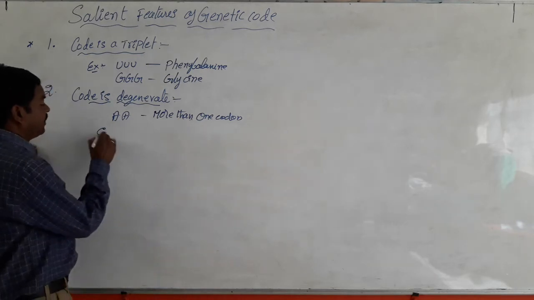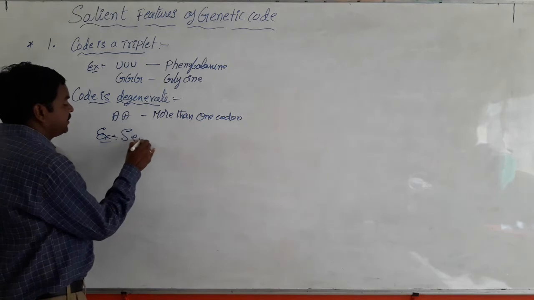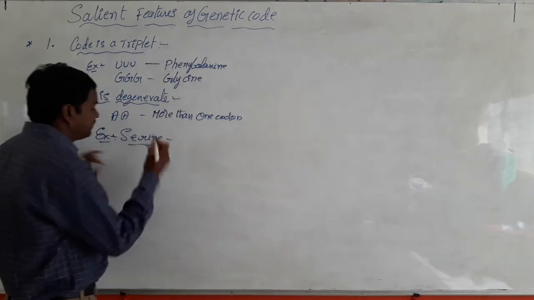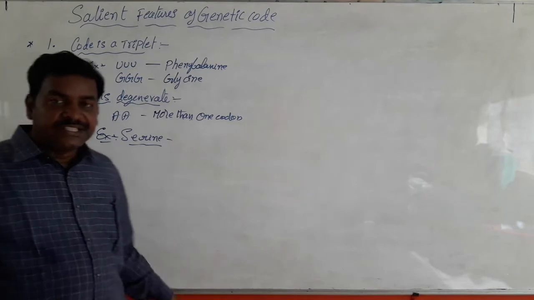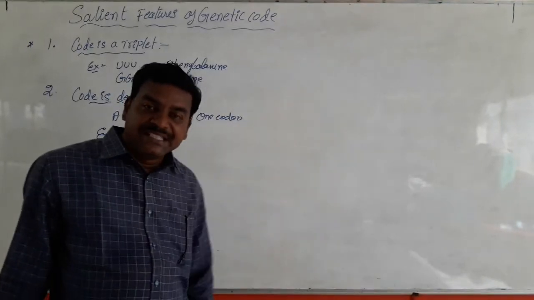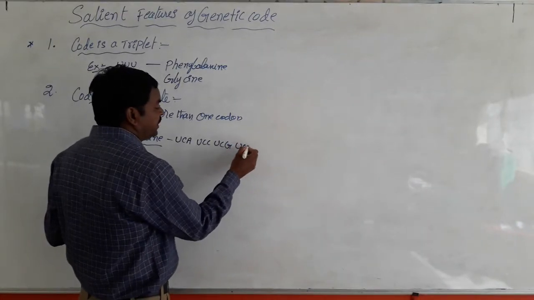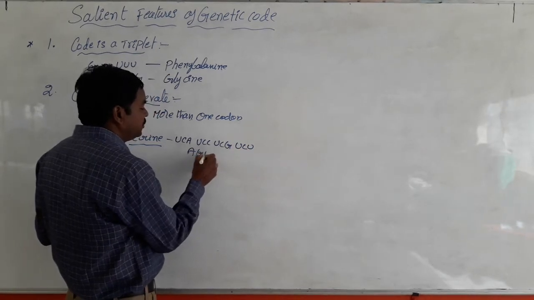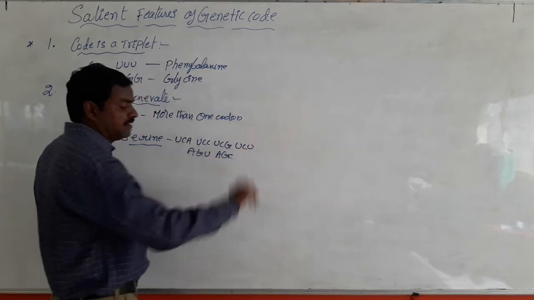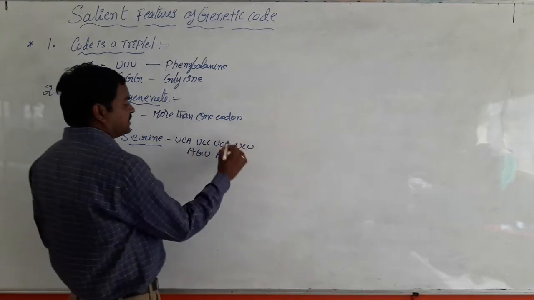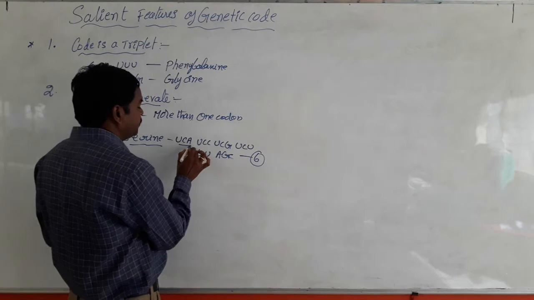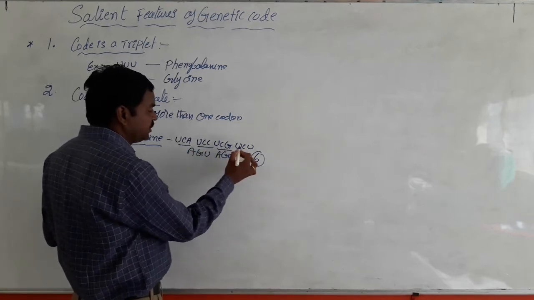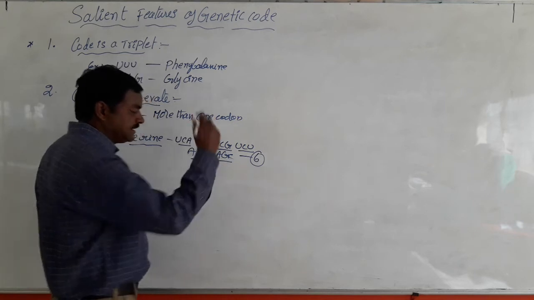For example, one of the best examples is the amino acid serine. This serine is recognized by a total of six codons. For example, UCA, UCC, UCG, UCU, AGU, AGC. Total 6 codons are there.